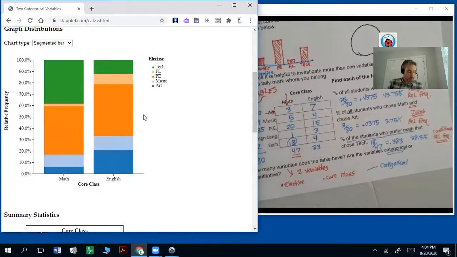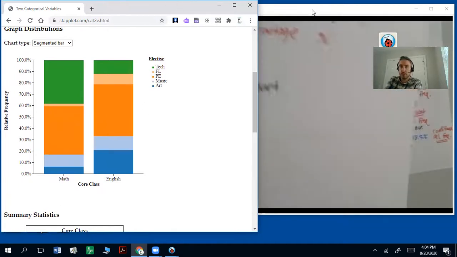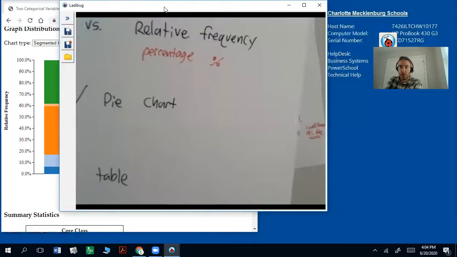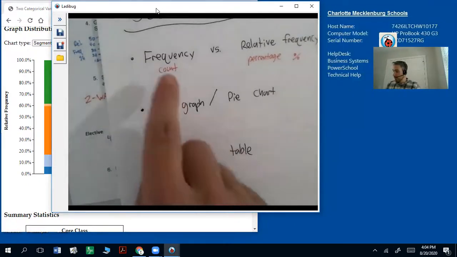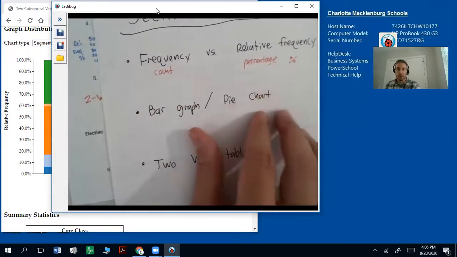So before we go into that, let's go back and review a couple things. And then we'll kind of hit up what the numbers mean and everything. So in this section, you know, frequency is a count, relative frequencies are percentage.